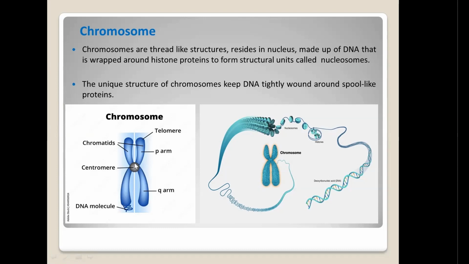Okay, this is the chromosome and these are the chromatids. Chromatids are the identical halves of each other which are joined at the centromere. These are the 2 arms of the chromosome, the P arm that is smaller and the Q arm that is the longer arm, and this is the terminal part which is called the telomere.